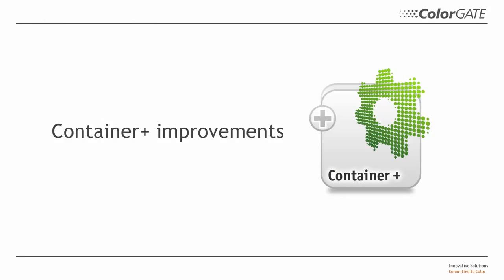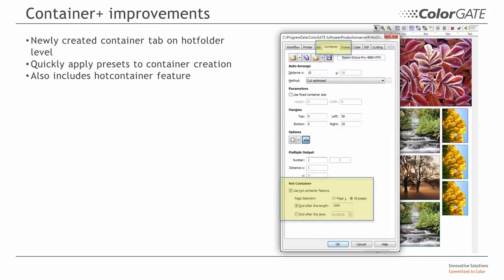ColorGATE's Nesting Container Plus also delivers numerous new features. Another new feature is the option to save presettings for new containers in advance in the hot folder. This is done with the new container tab in the hot folder settings. This is also where you will now find the settings for the hot container. They were previously located in the process tab.